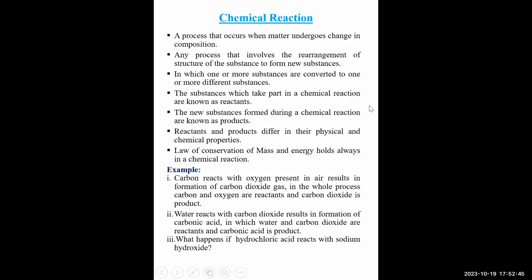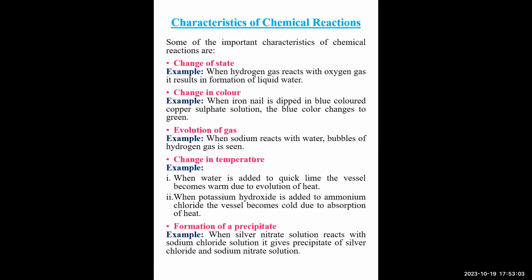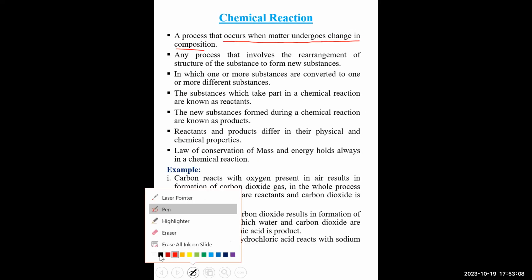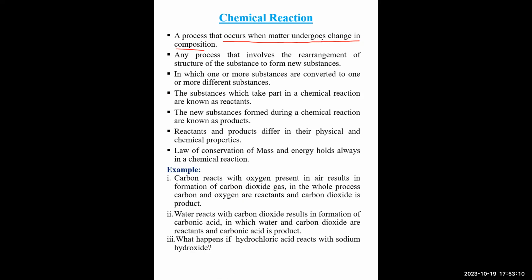So first, chemical reaction. What is a chemical reaction? If you see the first part, it is a process that occurs when matter undergoes a change in composition. If matter undergoes a change in composition, we say that the process which is undergoing a change in composition is a chemical reaction.